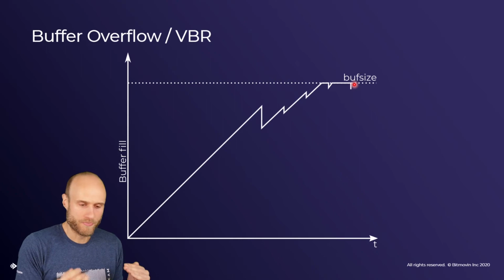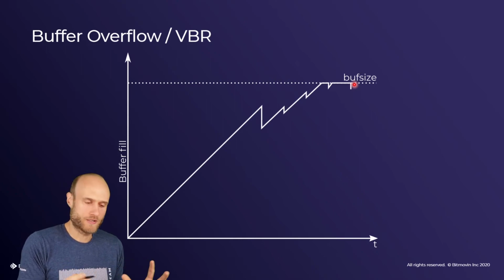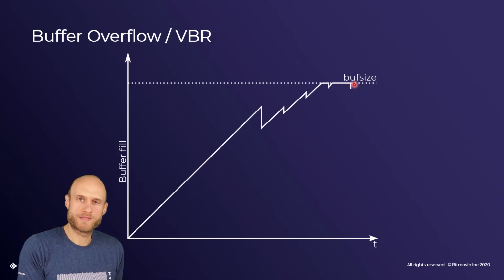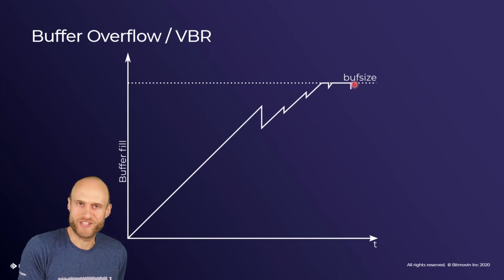Usually that's not a problem. You can just say, we have a fixed channel, we can just transmit fewer bytes than can go through the channel. That should never be a problem.